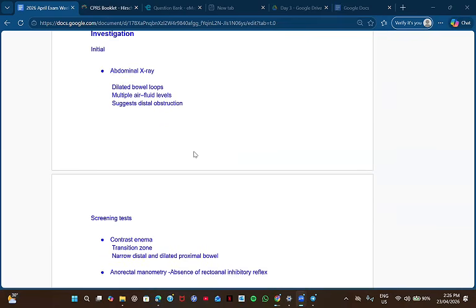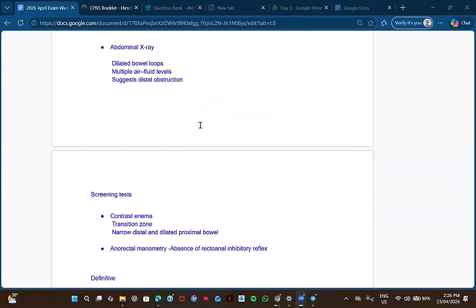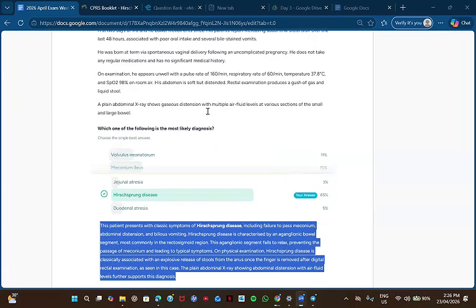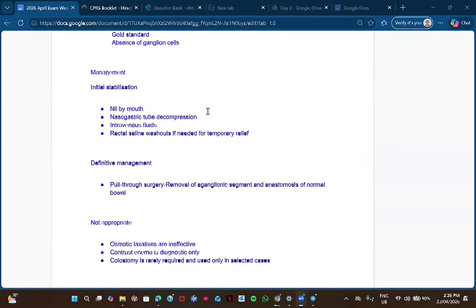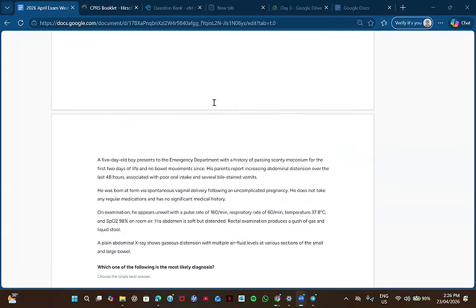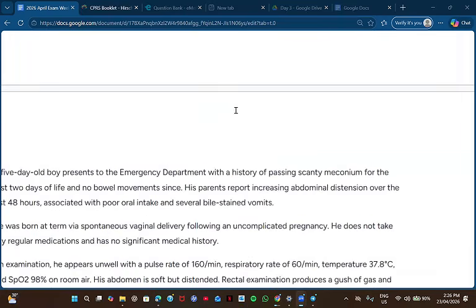So, what are the screening tests, doctors? Everything is from the guideline. Okay, we'll do some questions, then we will come back to this. Then you will understand it better.